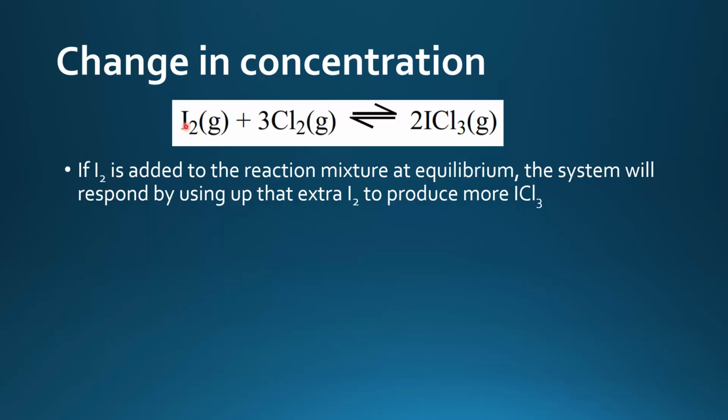So by adding more iodine, the system will try to reduce the extra iodine you've added, and one way it can do that is by making more iodine trichloride. So we say that the equilibrium will shift to the right.